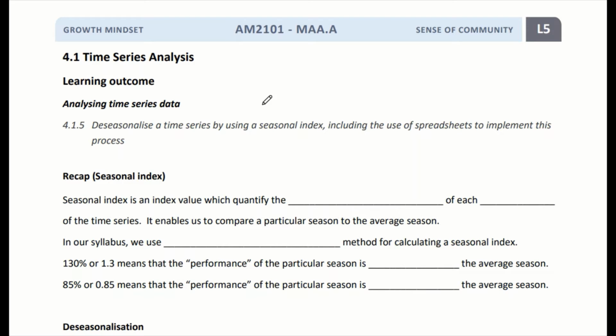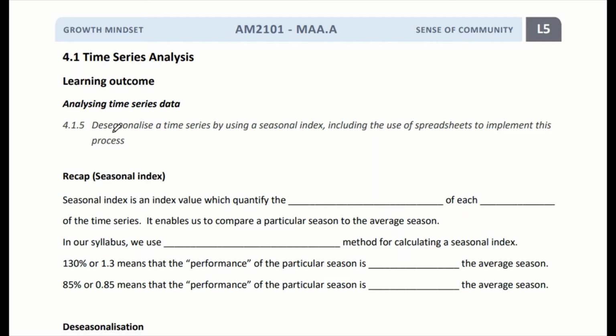Hi everyone, welcome to the fifth lesson for topic 4.1, time series analysis. This will be our second lesson for time series analysis, which means that by next Tuesday we'll have finished off this topic. You realize that it's actually quite a short one when you compare it to the previous topics, right? Alright, so let's look at the learning outcome of today.